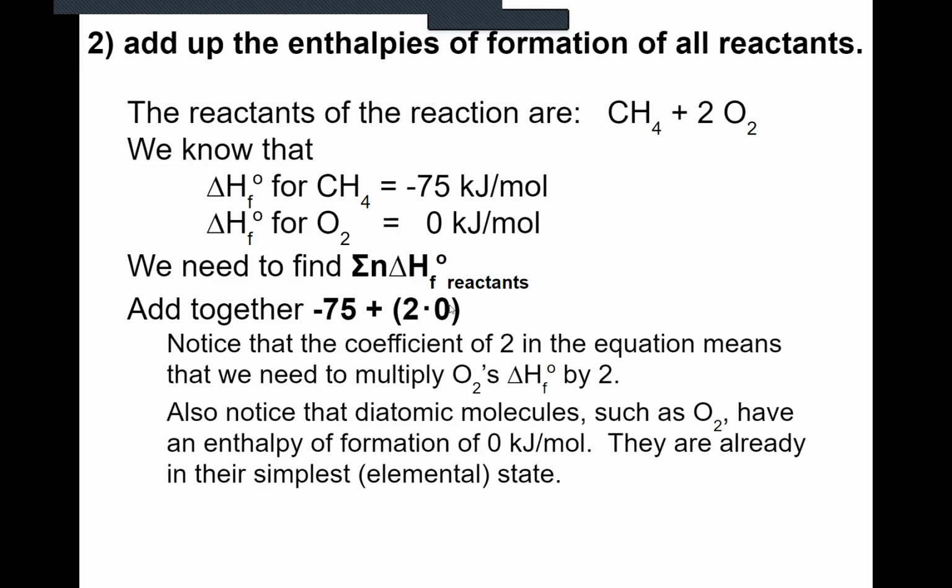The diatomic molecules, as I mentioned, are already in their elemental state. So they're going to have that enthalpy of formation of 0. After adding up all of the enthalpies of formation for reactants, we get negative 75.